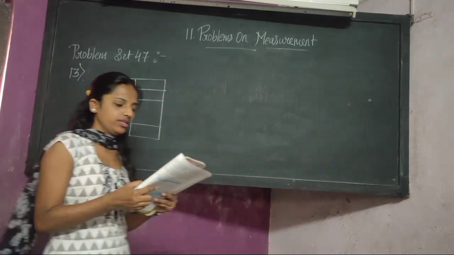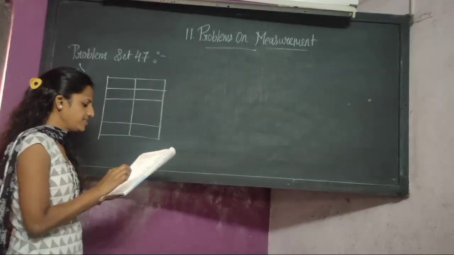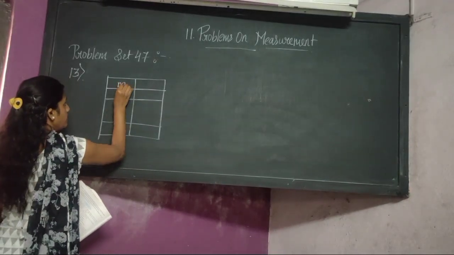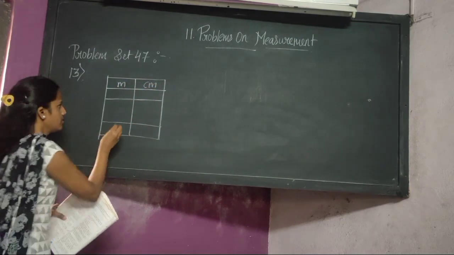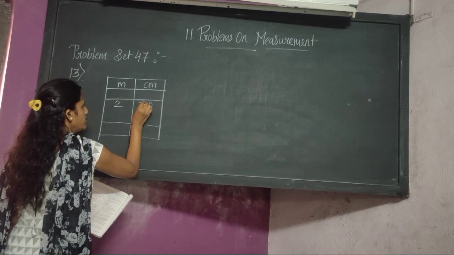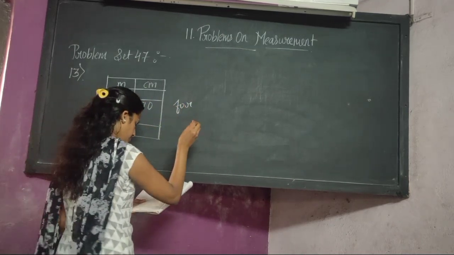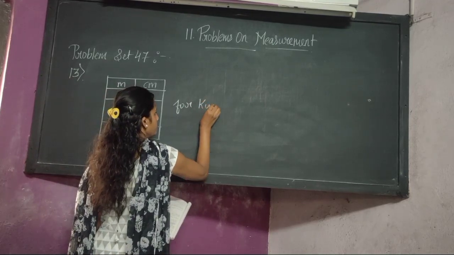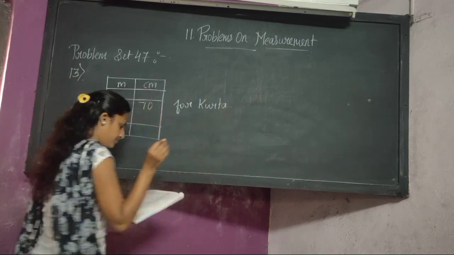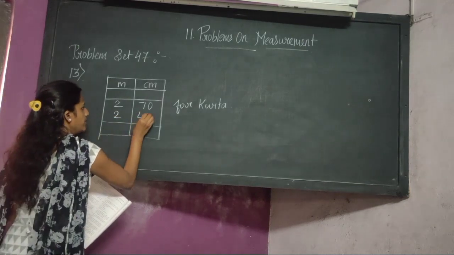Okay, she has bought kurta and shirt. The measurement of kurta is given, that is 2 meter 70 centimeter, that is in meter and centimeter. Just write down that measurement. That is 2 meter 70 centimeter. She has bought this for the kurta. And the measurement of the shirt is given, that is 2 meter 40 centimeter.